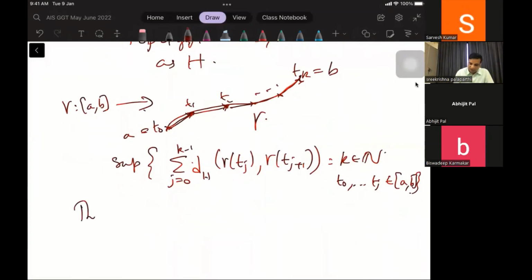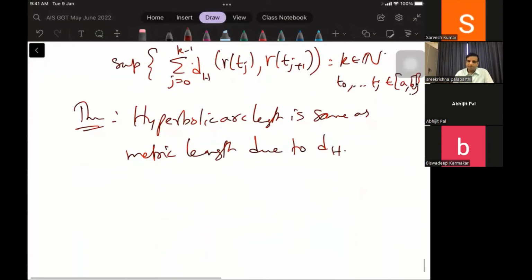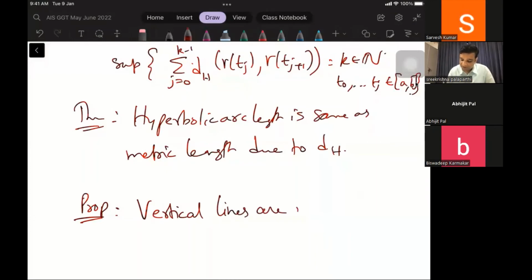So first we have a theorem. It says that the hyperbolic arc length that we defined is the same as the metric length due to the hyperbolic metric. And then we have a proposition using this. Once again, for lack of time, I'll not prove these propositions. I will just announce that this will allow us to prove vertical lines are actually geodesics.